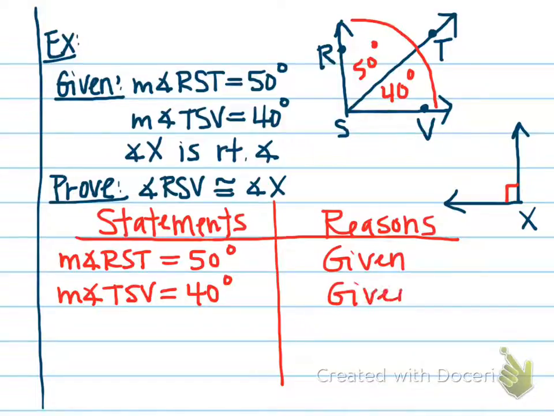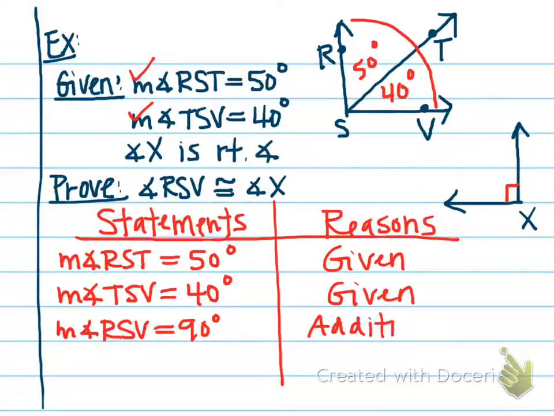If it helps you to stay in line, you could check off the givens as you use them so you know which ones you have left. So we need to prove that RSV is a right angle. Well, if these two add up to 90, then that will be the way. So I first need to state that the measure of angle RSV equals 90 degrees. And I know that by addition, because I know that 50 plus 40 is 90. Easy peasy.